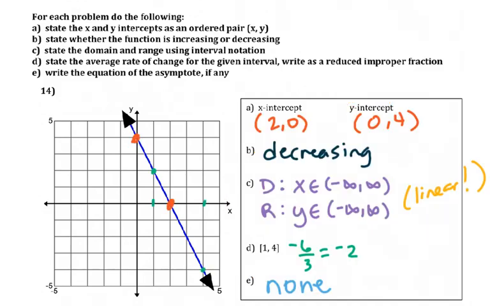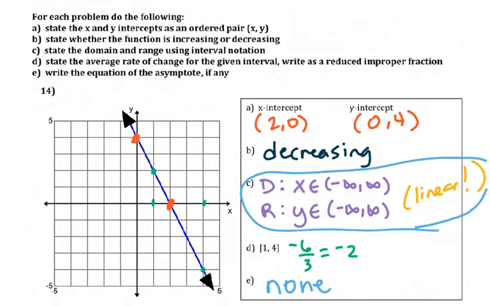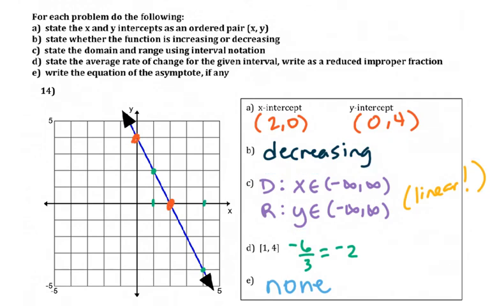Okay, here's the answer for number 14. Note that it is a linear equation. Because it's linear, we know the domain and range. We can see from looking that it's decreasing. You find the x and the y-intercept. I marked those in red. The x-intercept is at 2, 0. The y-intercept is at 0, 4. Remember that for the x-intercept, the y is always 0. For the y-intercept, the x is always 0. That's how it works on the graph.